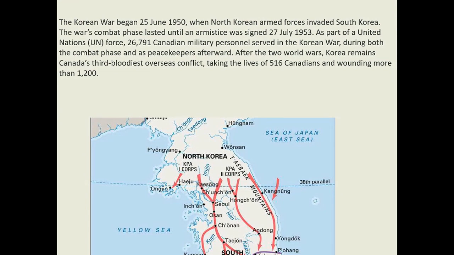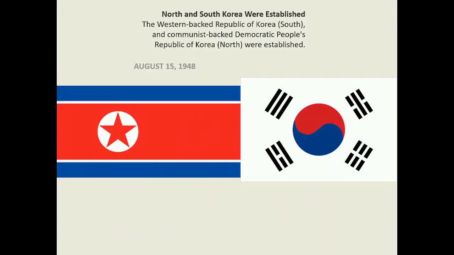After the two world wars, Korea remains Canada's third bloodiest overseas conflict, taking the lives of 516 Canadians and wounding more than 1,200. But little does it seem possible, of course, that these countries are created in 1948. Almost 2 years later, the North is invading the South with a horrific loss of life, and the North almost wins.